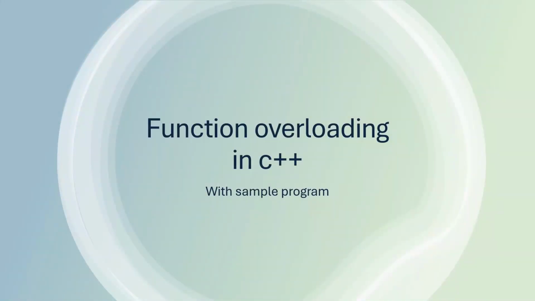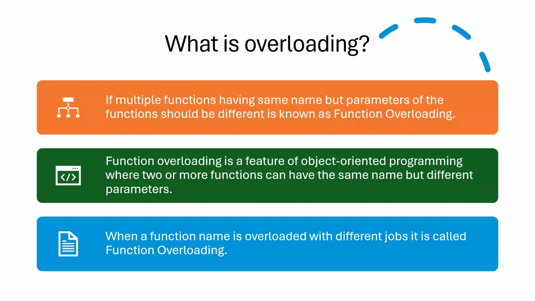Today we are going to speak about the topic function overloading in C++ with a sample program. First, let us discuss what overloading is. It is using the same function name but with a different parameter list. The function name will be the same, but inside the parameters or arguments we can give different forms.